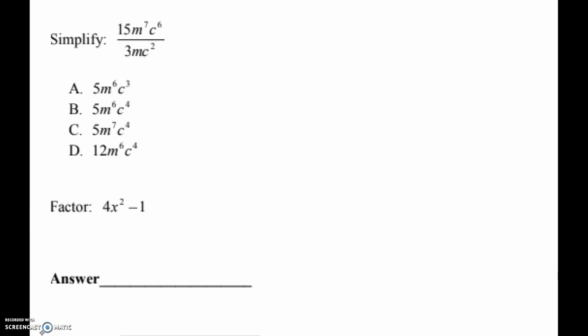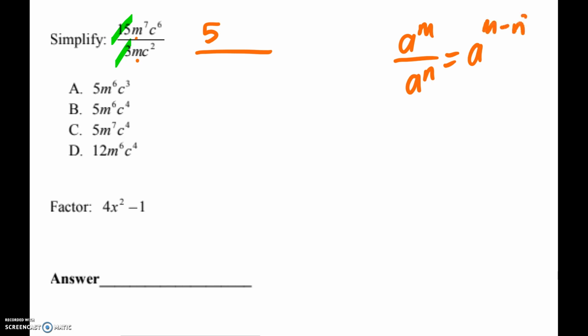Hi everybody. Simplify 15m to the 7th c to the 6th over 3mc squared. Let's start from simplifying 15 and 3. It's going to be 5, right? And m to the 7th divided by m. Remember, when you divide exponents, a to the m over a to the n, bases are same. Basically, we just subtract the exponents.